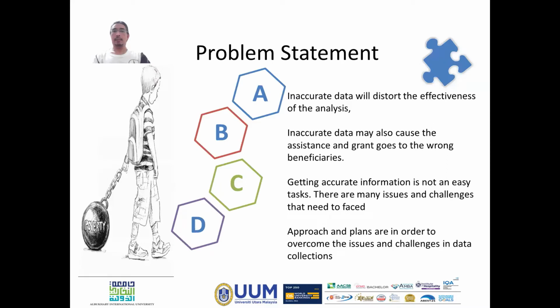This has led us to the problem statement, where inaccurate data will generally distort the effectiveness of the analysis, the research, and result in wrong decisions in policy setting and program development for B40 and their second generations. In addition, inaccurate data may also cause assistance and grants to go to the wrong beneficiaries or targeted group.